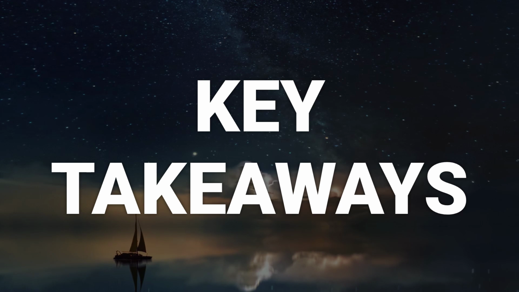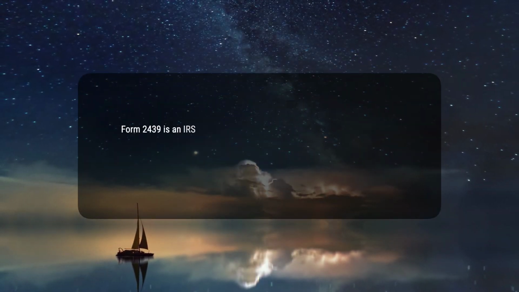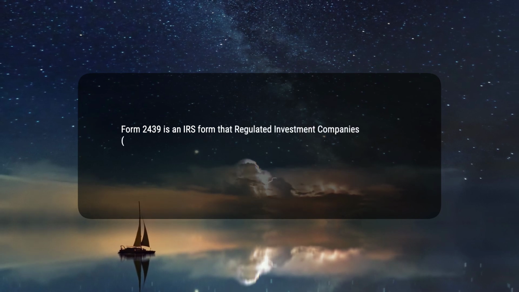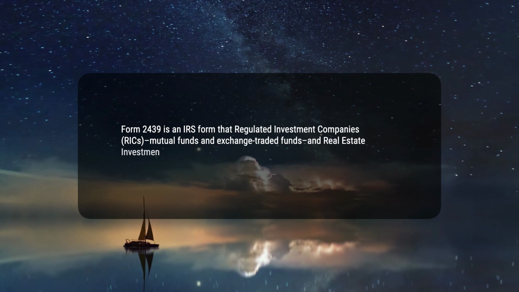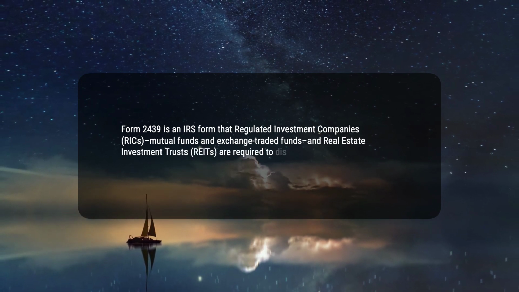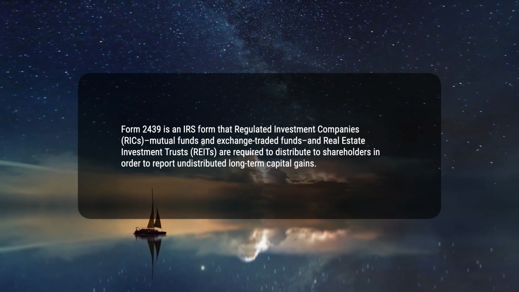Here are three key takeaways. 1. Form 2439 is an IRS form that regulated investment companies, RICs, mutual funds and exchange-traded funds, and real estate investment trusts, REITs, are required to distribute to shareholders in order to report undistributed long-term capital gains.